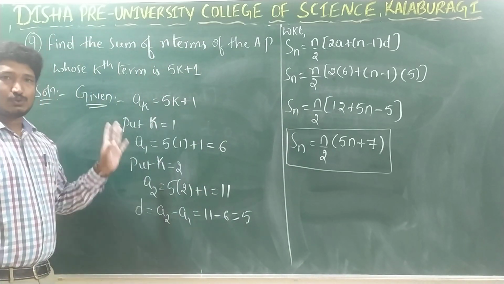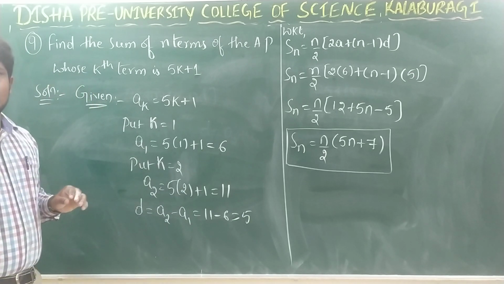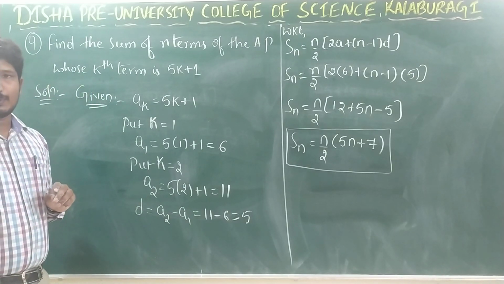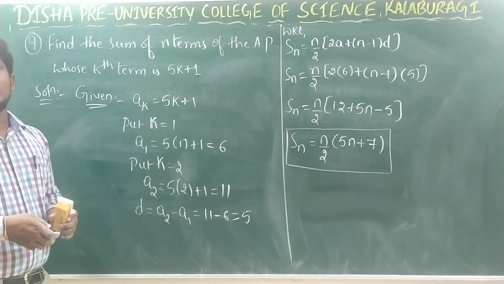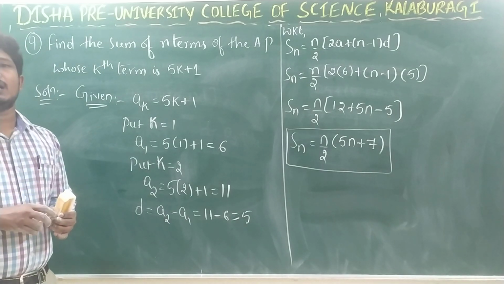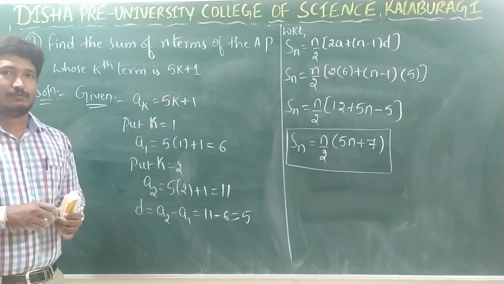Right? So I hope you understood these 9 problems. There are 2 home assignment problems. You try them. So in the next class, we will continue with the remaining problems on arithmetic progression. Right? Thank you.